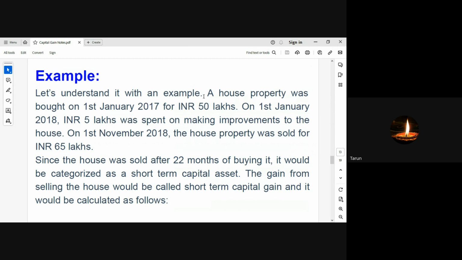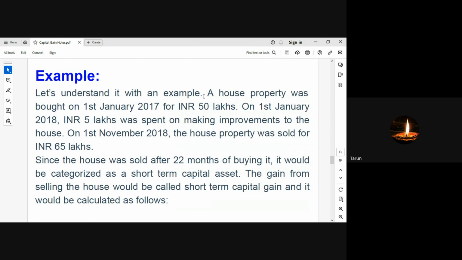A house property was bought on 1st April 2017 for 50 lakhs. On 1st January 2018, 5 lakhs was spent on making improvements to the house. Improvement is the cost of improvement, right? On 1st November 2018, the property was sold for rupees 65 lakhs.